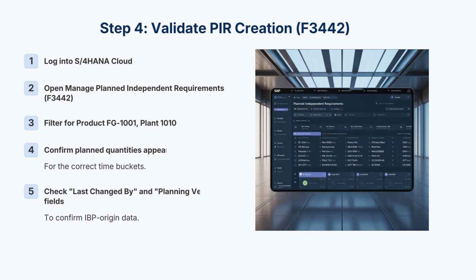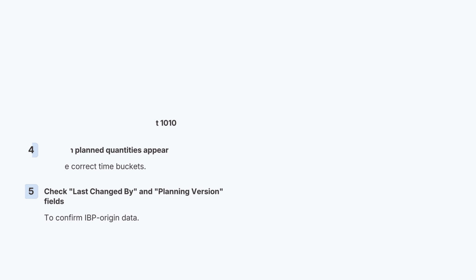Step 4. Validate PIR creation. Now move to S/4HANA Cloud. Open Manage Planned Independent Requirements, F3442. Filter by product, FG1001 and plant 1010. You should now see the forecast quantities you entered in IBP. These are your PIRs. Confirm that the planning version and timestamp match your IBP release.